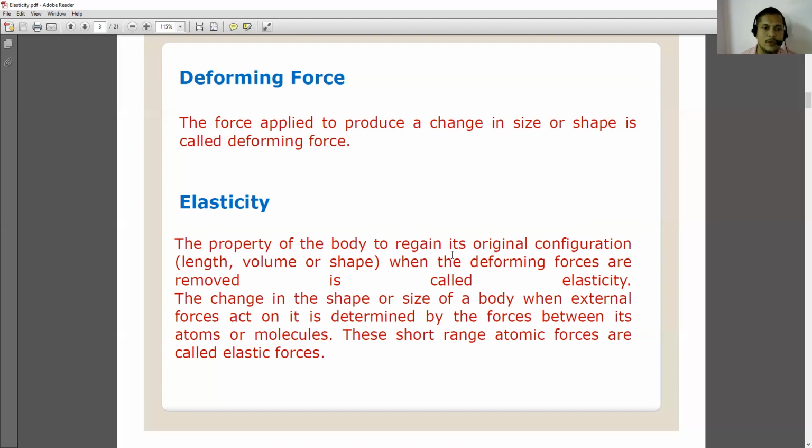Elasticity. Next, the change in the shape or size of a body when external forces act on it is determined by the forces between its atoms or molecules.